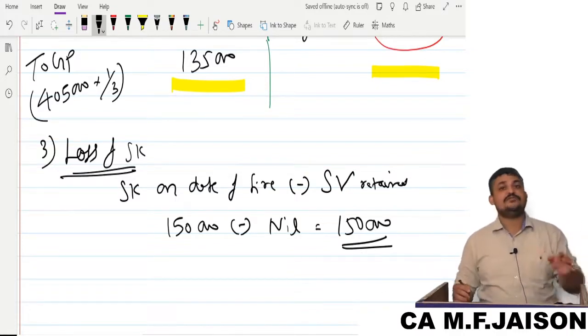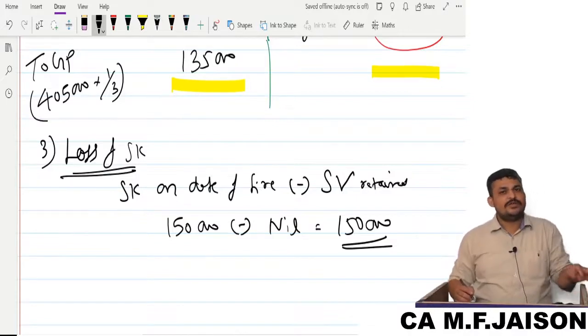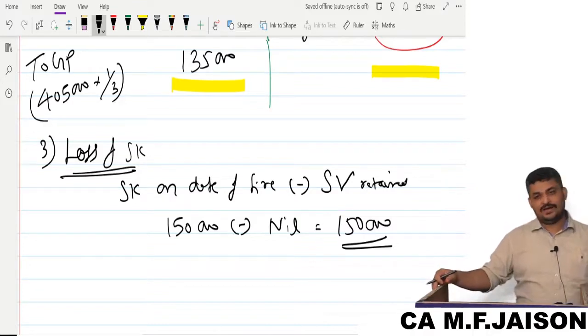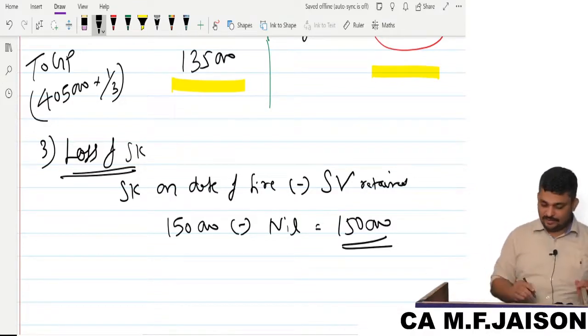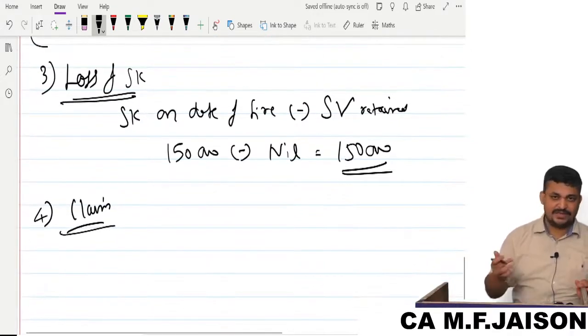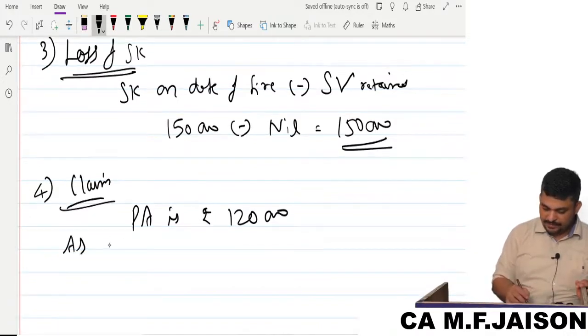It becomes a case of what? A complete loss. Because I had how much? 1,50,000. What have I lost? 1,50,000. Why, sir? But you saved something. No, but that was given to the insurance company. It is a case of complete loss. So as far as the claim is concerned, you need not apply the average clause and all. The policy amount is rupees 1,20,000, and as it is resulting in complete loss.